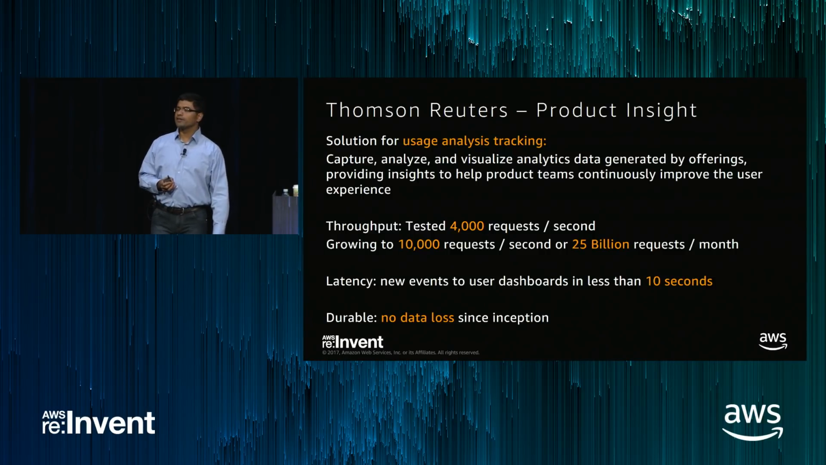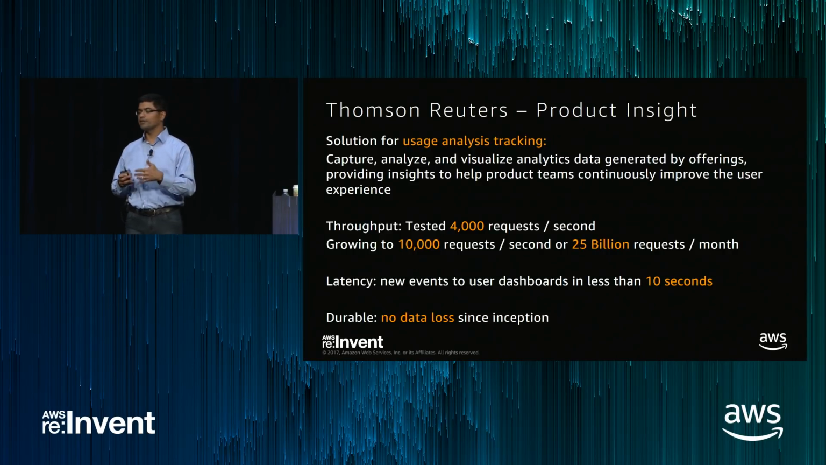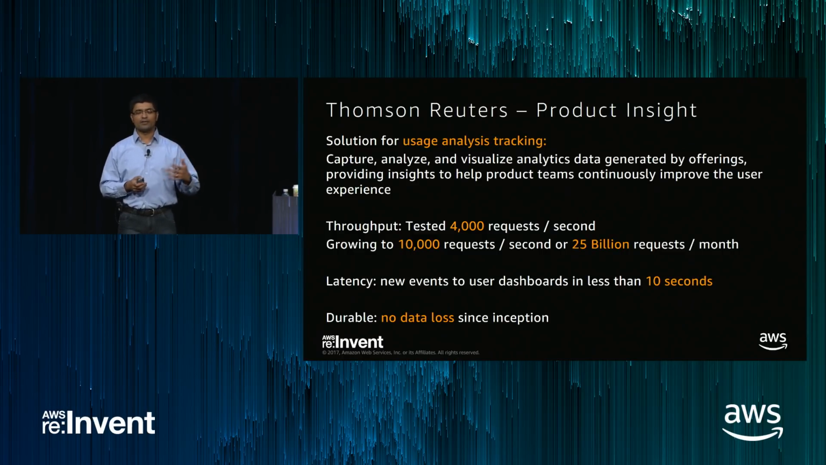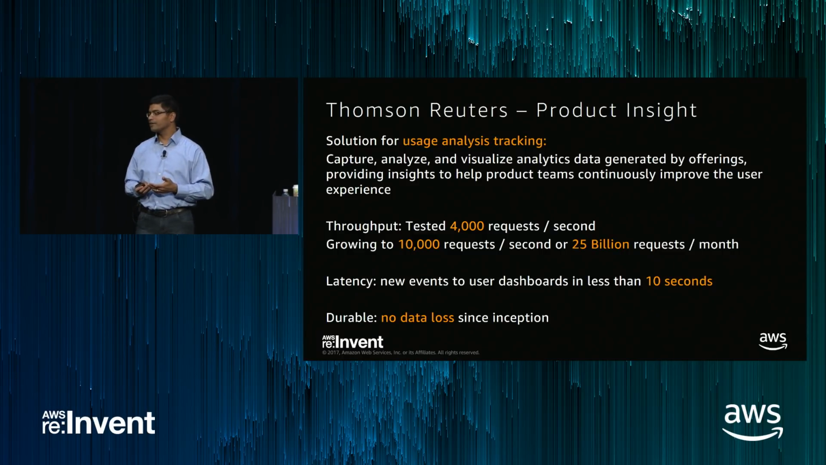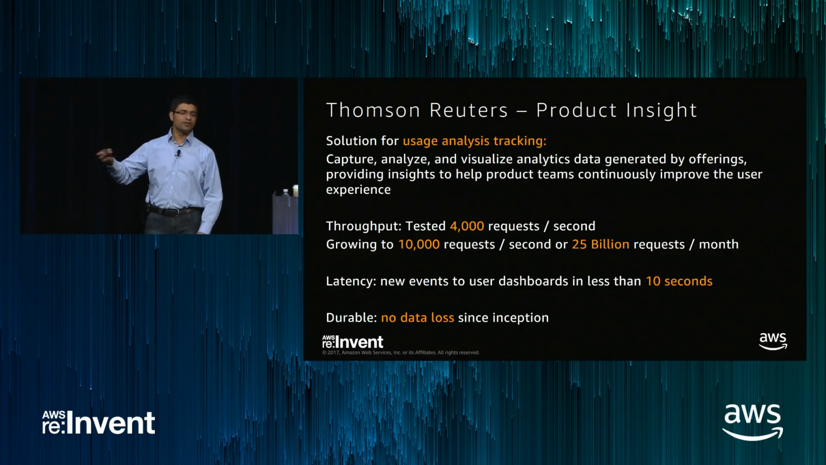An example of a customer that's using the stream processing pattern is Thomson Reuters. They provide news and data feeds to businesses and professionals worldwide. In all these products, they have product teams who wanted to understand how those products were being used. So they wanted to basically do usage analysis tracking. And so they built a product called Product Insight. And this collects all that information, clickstream, and analytics from all their properties, and feeds that through a pipeline similar to what we saw, and generates insights that the product teams can look at and use to improve the products in near real time.